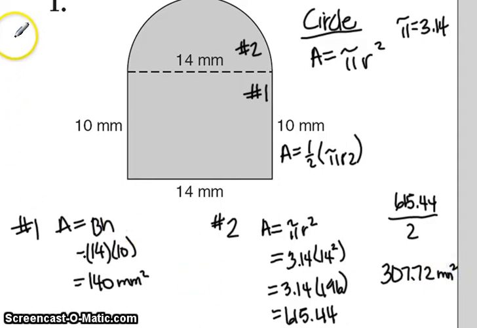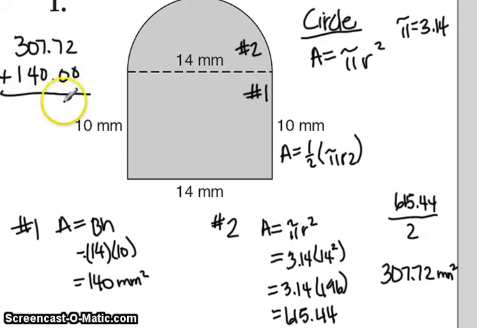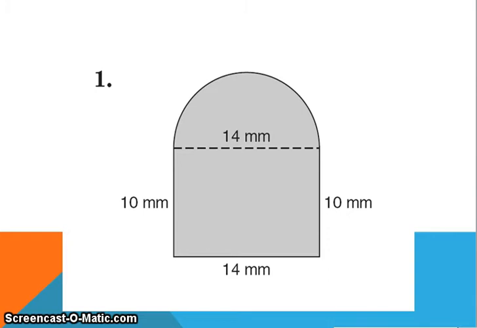So that means I'm going to add up 307.72 because that's the area of this half circle, plus 140, which gives me 447.72. So my area for that rectangle and the half of a circle is 447.72 millimeters squared. Okay, let's do one more.